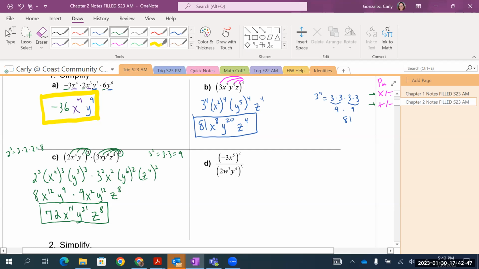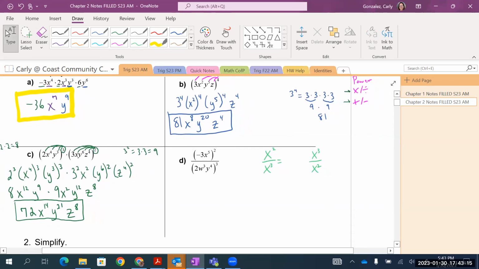Now we have one more exponent rule that I'd like to explore, and that is if we have x to the 2nd over x to the 3rd, or x to the 3rd over x to the 2nd. I actually want to explore both of these. So on the first one, x squared over x cubed, let's just write those out.